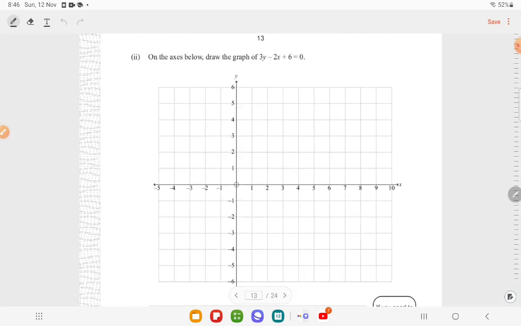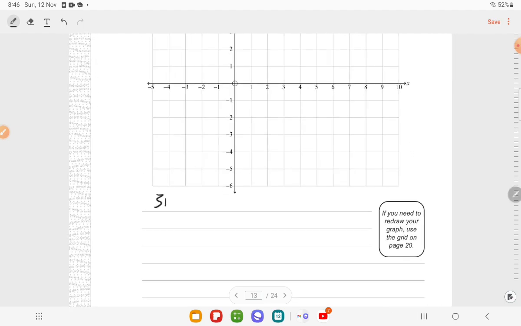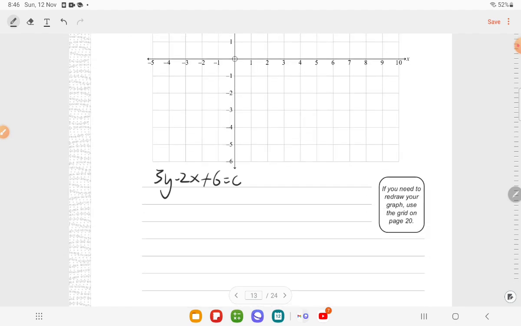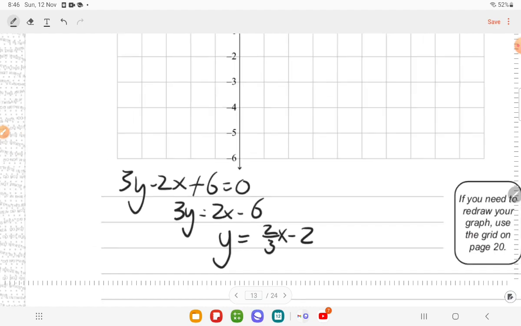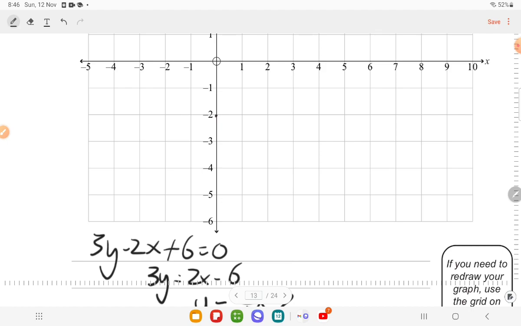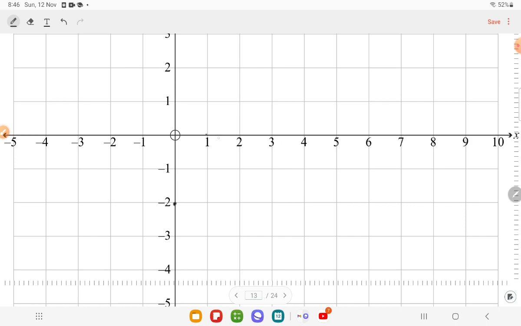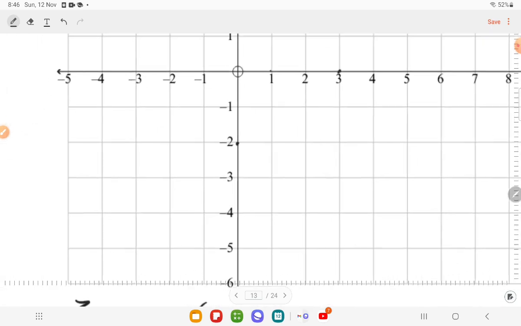On the axis below, draw the graph 3y take away 2x plus 6 equals 0. 3y is equal to 2x take away 6. Y is equal to 2 over 3 x take away 2. So here is the intercept of -2, and the rise over run is 2 to 3. So rise is 2 for every 3.